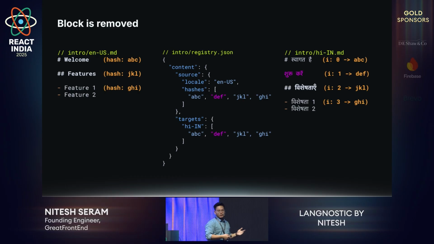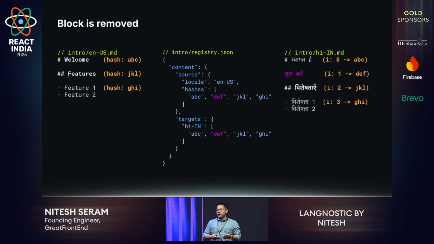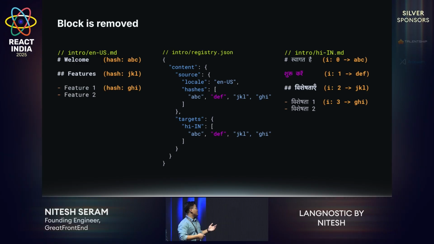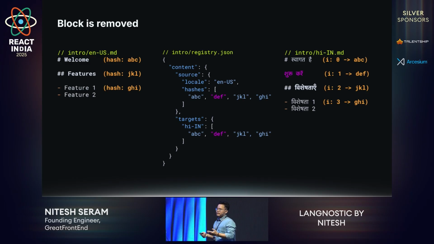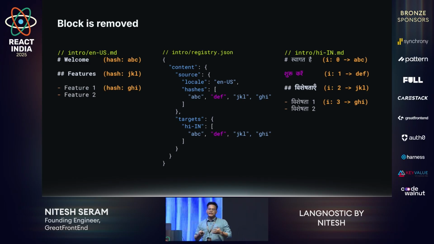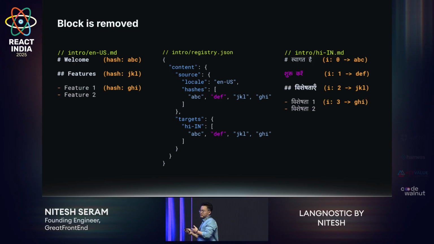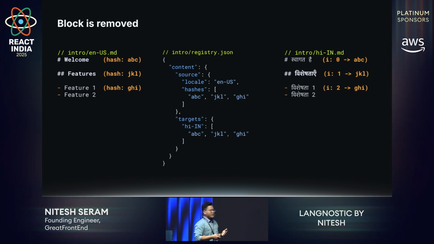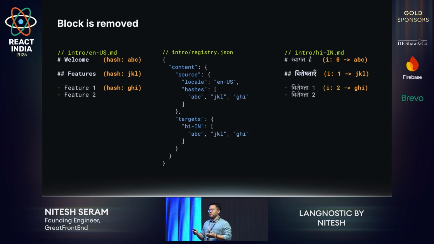Now, similarly, when you run the Langnostic translate command, it again computes the same thing. It computes the hash for the block in the source file, and it then again compares with the registry file. Then it identifies that there is an extra hash present, which is DEF in the registry file, but it's missing in the source file. That means that the registry and the target file need to be cleaned up. So when you run the command, it cleans up both the target files and the registry file.